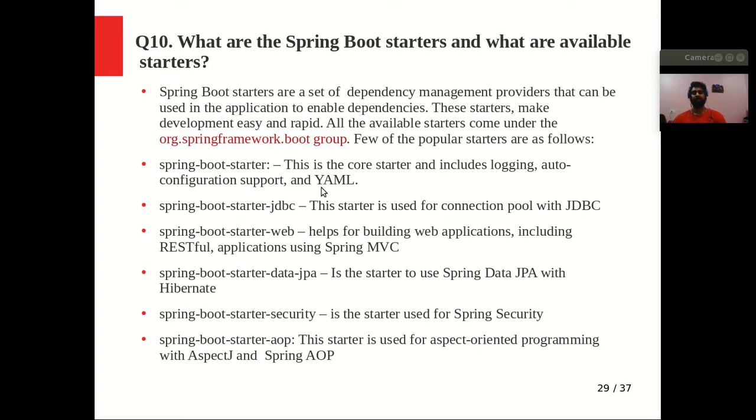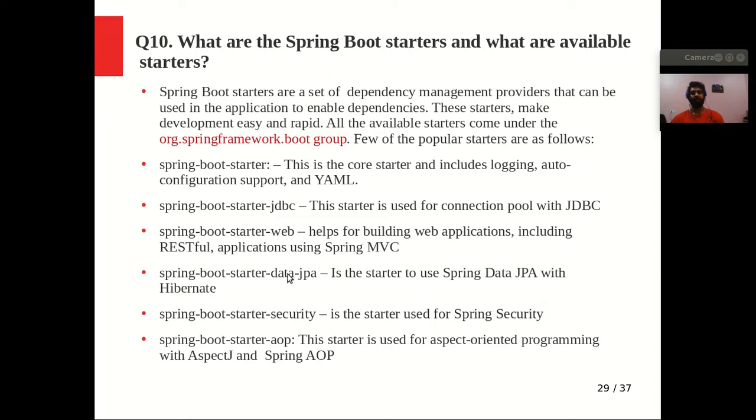In a similar way, if you want to connect with JDBC, then you have to add another starter with the name Spring Boot Starter JDBC. This starter is used for connection with JDBC. Now let's say you have to develop a web application, which includes the use of Spring MVC, RESTful web services and other things. For that, you have to include Spring Boot Starter Web in your pom.xml. In a similar way, if you want to use JPA, you have to add Spring Boot Starter Data JPA.